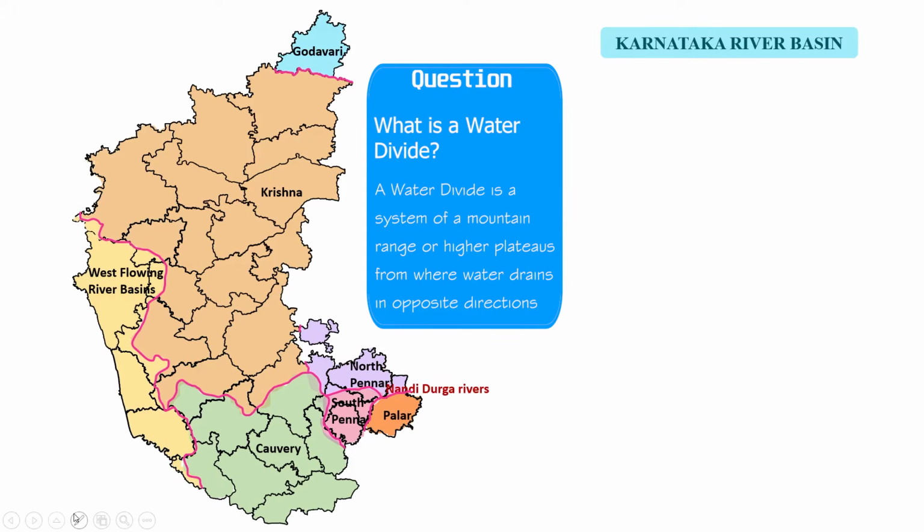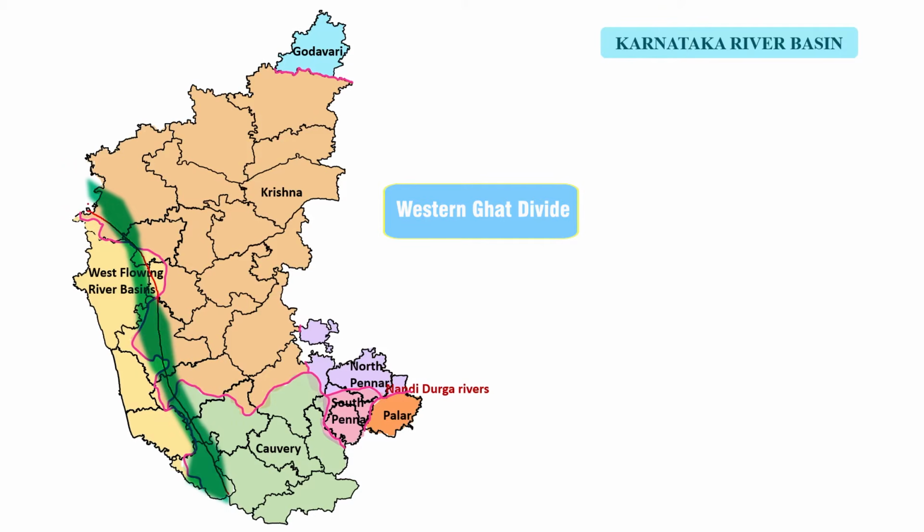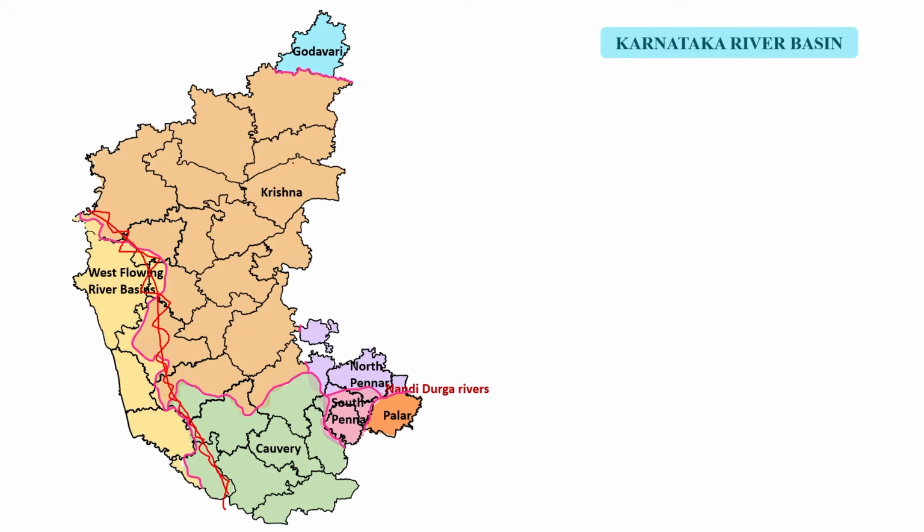That is, if we assume this as the water divide, the pink lines here are the water divides in Karnataka. So the first water divide here is the Western Ghat itself. Western Ghats here is a mountain range, from where the west and the east flowing rivers emerge. We have already discussed the volume and which are the rivers in this divide.